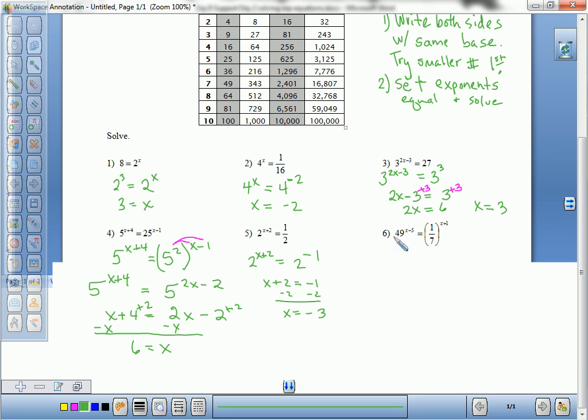All right, when you look at 49 and 1/7, what common base comes to mind? What number are you thinking about? 7, right. 49 is 7 squared. So I didn't change the value because 49 is 7 squared. And 1/7 is 7 to what power? Negative 1.